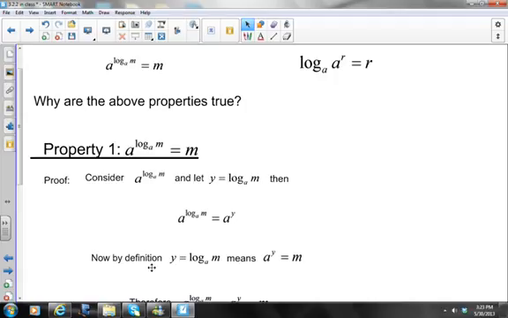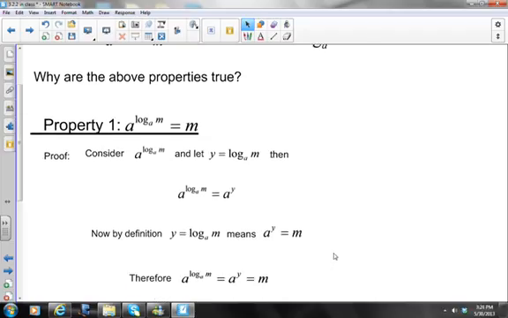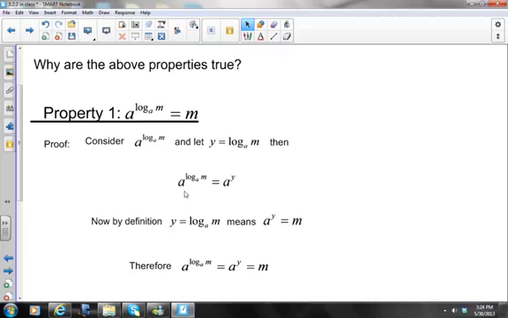Once we do this, we then use the definition of log. Since we said y equals log base a of m, that means a to the y has to equal m. Now we can do one more substitution. We have a to the log base a of m is equal to a to the y. But again, because of how we define the log, based on the definition, that's equal to m. So that's why property 1 is true.